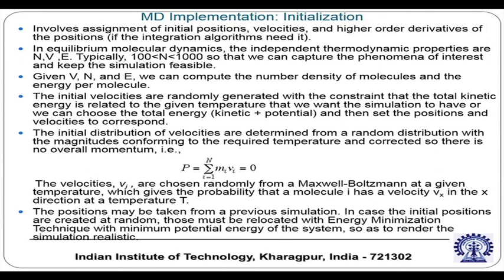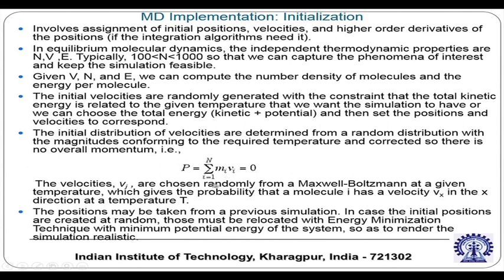The initial velocities are randomly generated with the constraint that the total kinetic energy is related to the given temperature, or we can choose the total energy and set the positions and velocities to correspond. The initial distribution of velocities is determined from a random distribution with the magnitudes conforming to the required temperature and corrected so that there is no overall momentum. So this is a very important constraint, it needs to be satisfied.